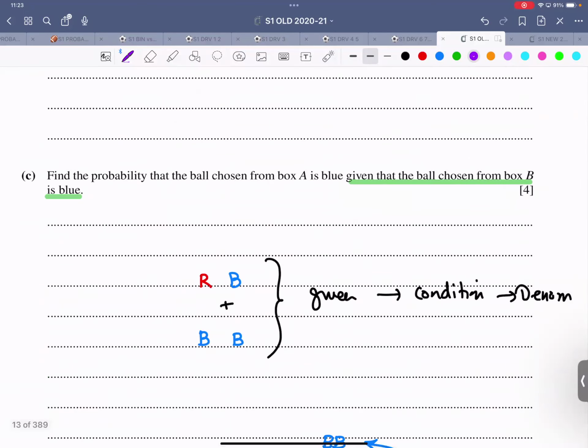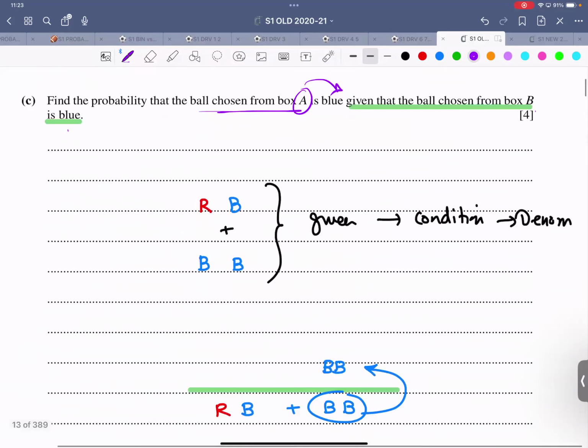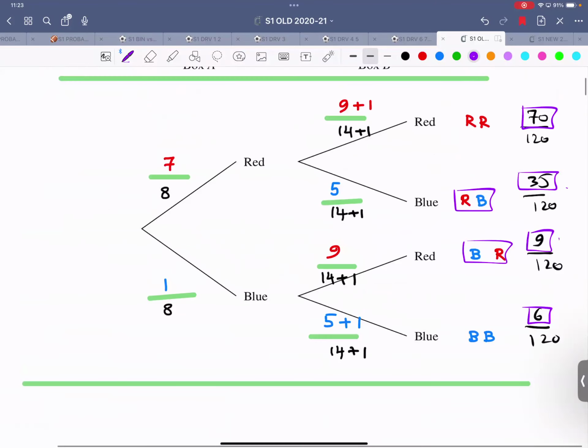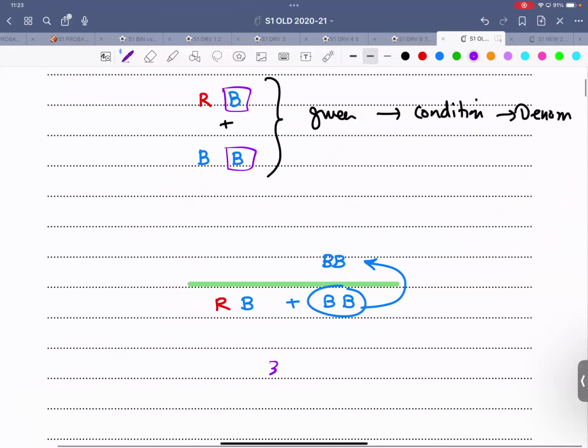Find the probability the ball chosen from box A is blue, given that the ball chosen from box B is blue. Now, this has nothing to do with part B. This is different. Ball chosen from box B is blue. That means it could be red blue, it could be blue blue. So let me choose this. It could be red blue, it could be blue blue. That is 35 plus 6. So this is 35 plus 6 over 120.